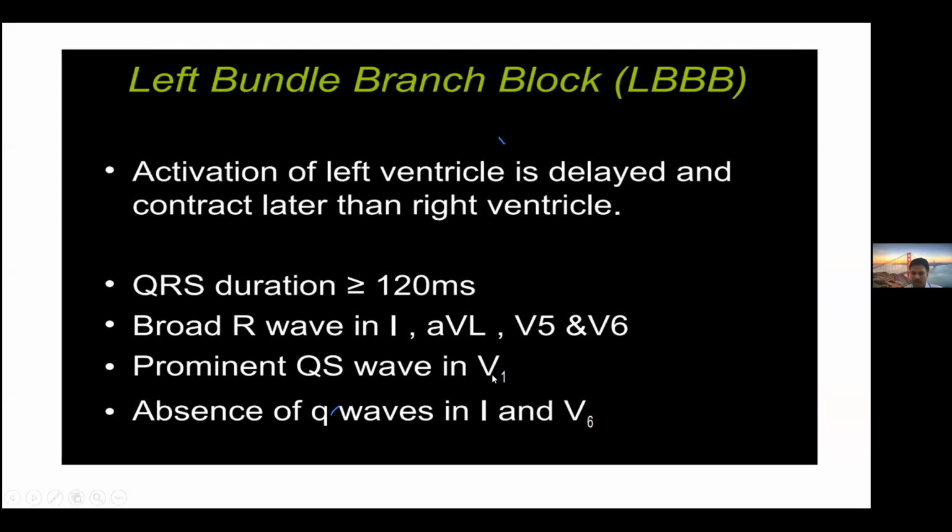Predominant QS in V1, absence of septal Q in lead 1 and V6. So you understand why it is not happening, because the right bundle is the only one conducting. The left bundle is not conducting, which means the initial left to right conduction is not happening. That means there is an absence of septal Q wave in V5, V6, or an initial R wave in V1.